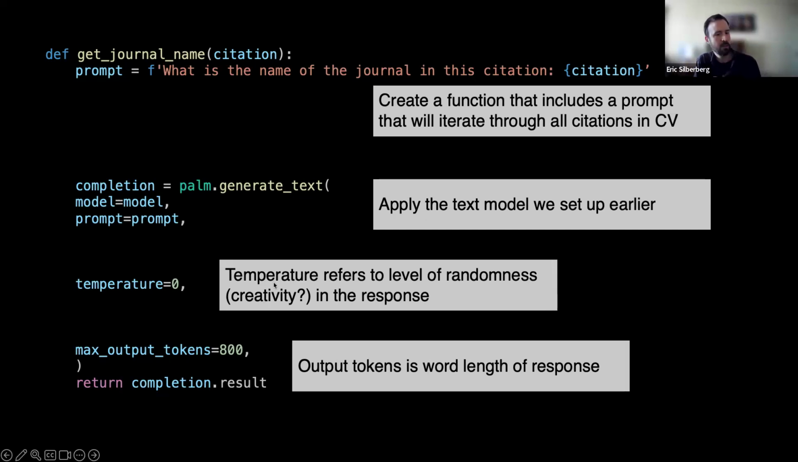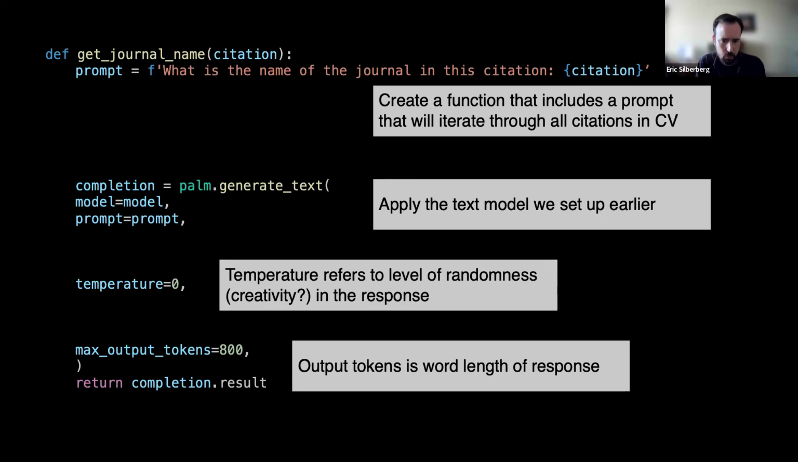The really interesting part to me was this idea of temperature. Temperature is what they refer to as the level of randomness in the output. They call it the creativity. I'll leave it to another panel to talk about the ontological significance of that, but it's essentially the level of randomness that you will get back in the response. We set that to 0 because what we're asking for is pretty black and white. We just want the name of the journal that's contained in the APA citation.